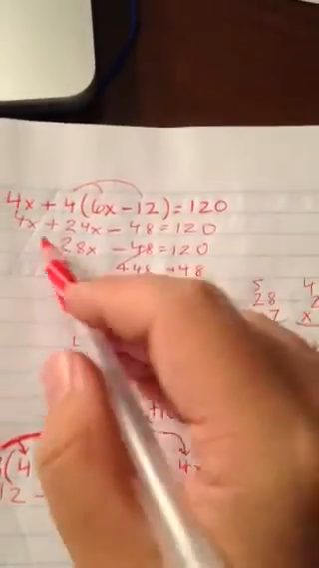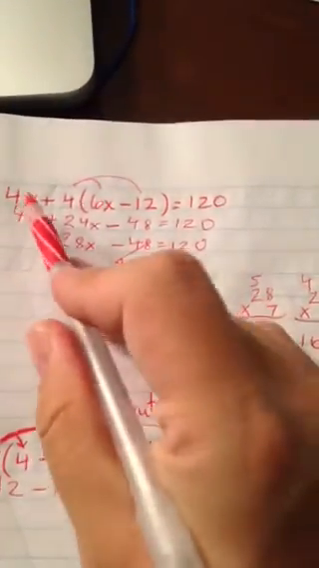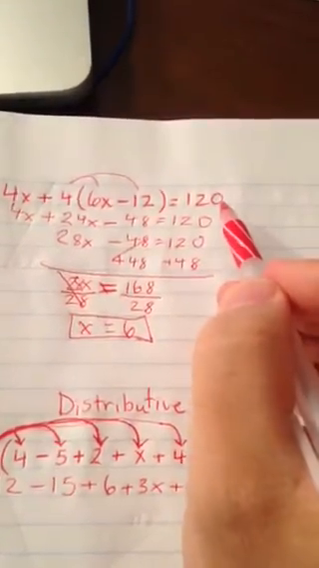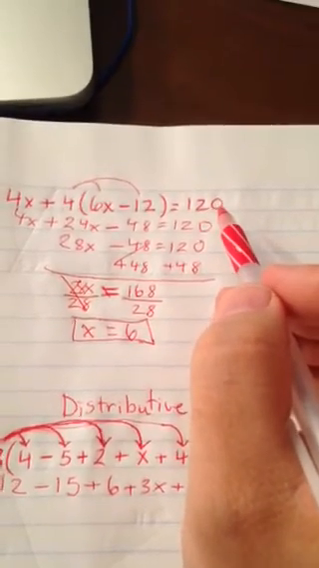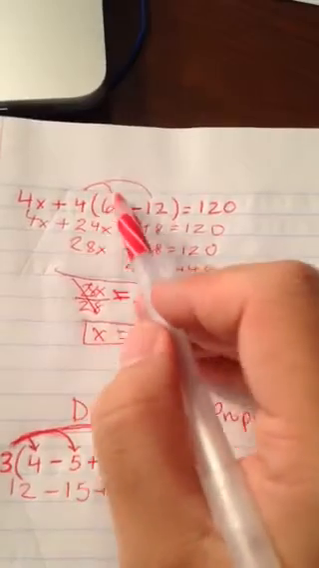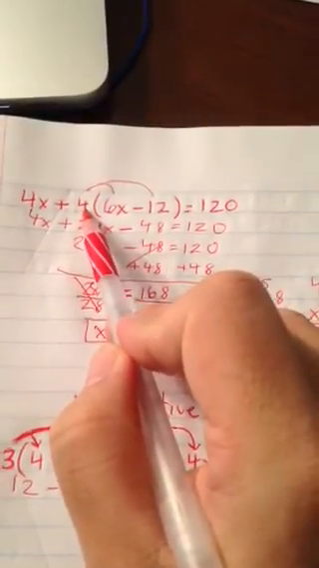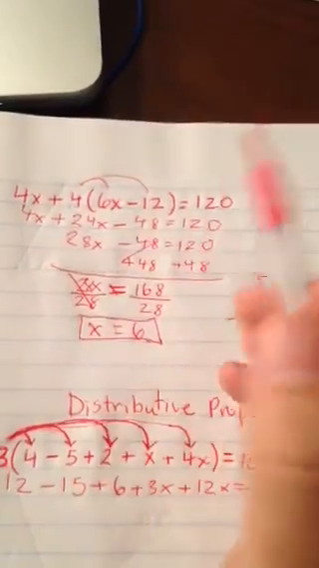So I know that x needs to be 6 in order for this equation to work out to be 120. Alright? You might have to watch this several times, but just remember that distributive property is the thing that will help you get rid of the 4 outside of the x so that you don't have to worry about dividing it on both sides.